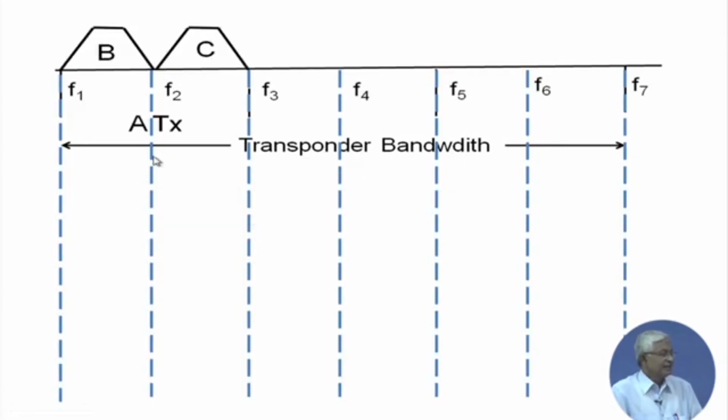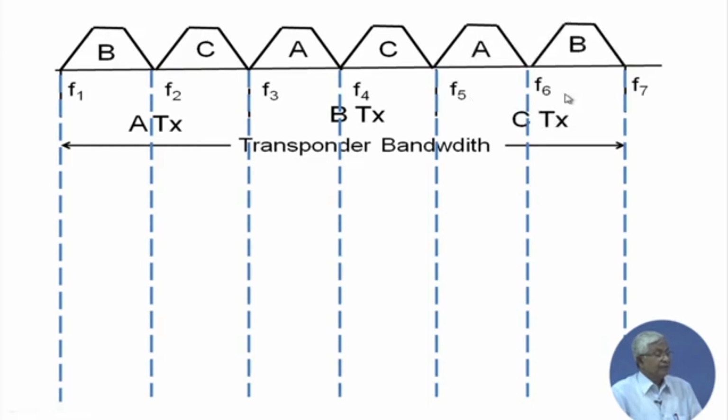Say, let us say there are 3 stations and 3 stations are given 2 frequency bands each. Station A has F1 and F2, a center frequency, but with a total bandwidth. Then B has F3 and F4, 2 center frequencies, and C has F5 and F6 center frequencies, with certain bandwidth available. Here in the diagram it is shown the bandwidths are equal, that is at the transponder.